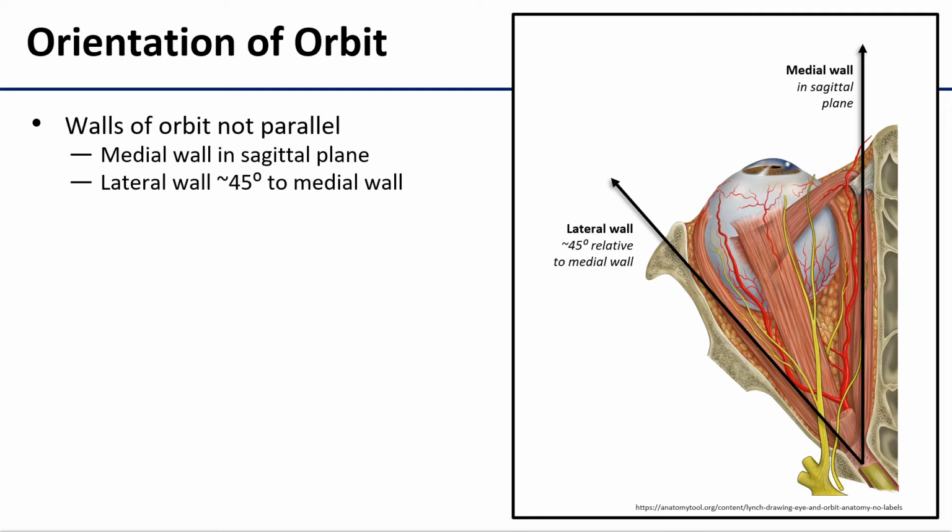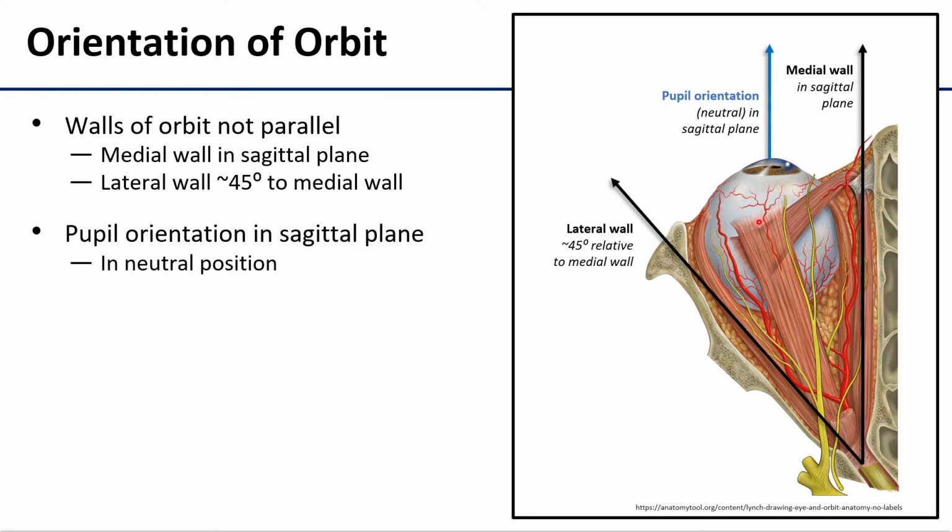The medial wall here is oriented in the sagittal plane, but because the orbit is cone-shaped, the lateral wall is oriented at about a 45-degree angle away from that. Now, despite this, the pupil is still oriented in the sagittal plane when none of these muscles are firing. So we're going to call this neutral position.